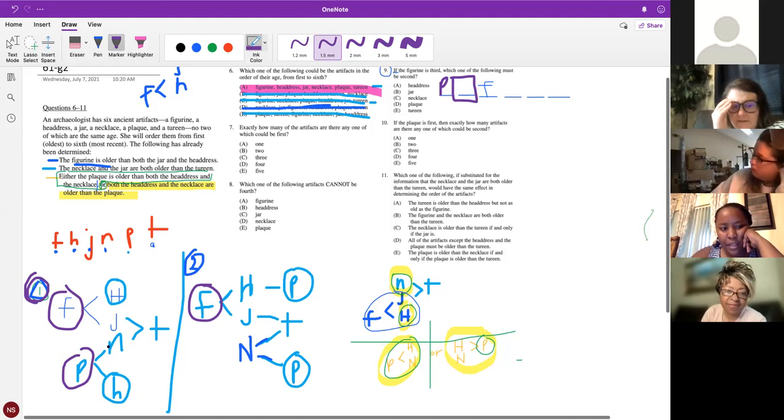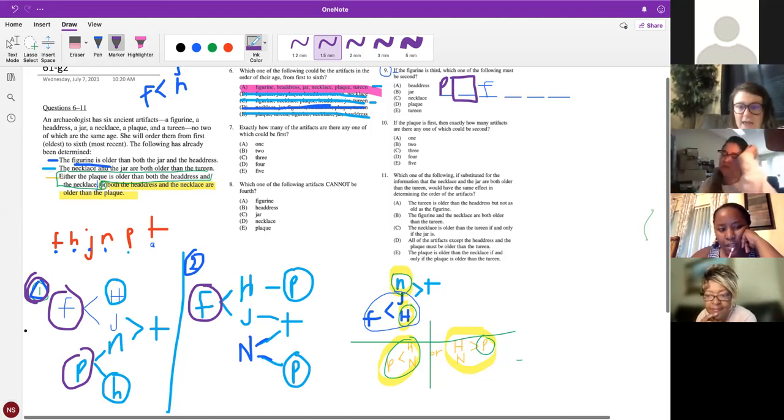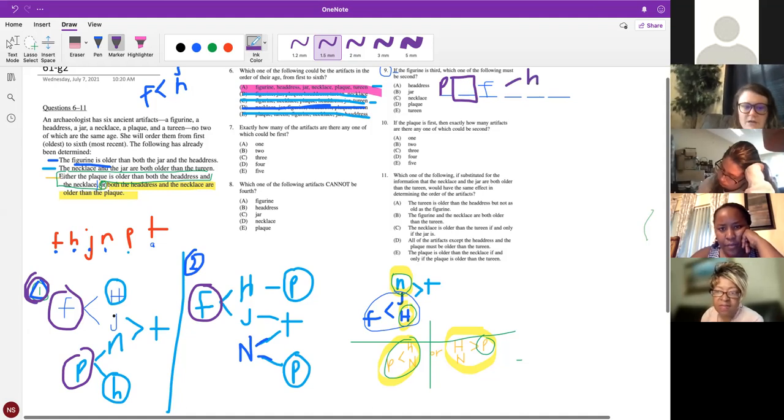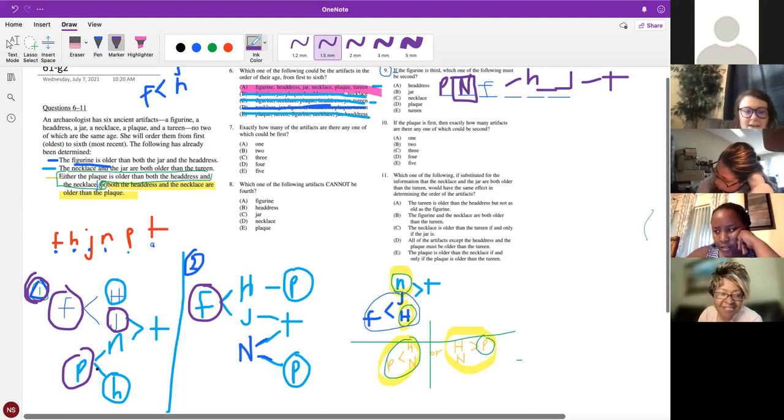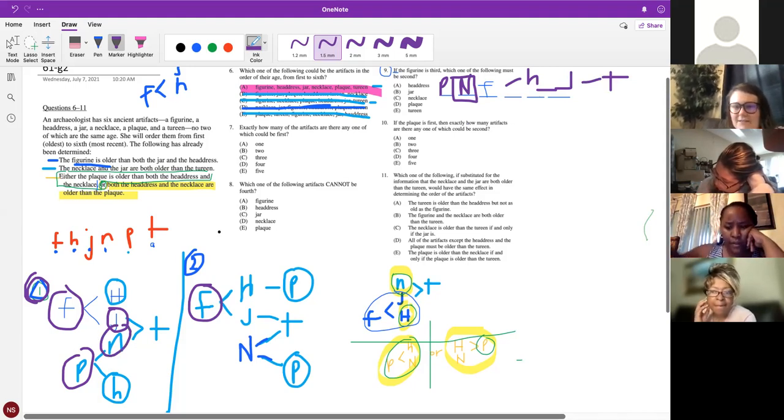You could even do process of elimination here. H has to be after F, so I'm putting H over here. J has to be after F, so I'm putting J over here. J has to be after T, so I'm putting that over here. So that's all 3 of them. What's left? Only N. N can go after P, because there's no relationship between F and N here. So our answer is going to be C.